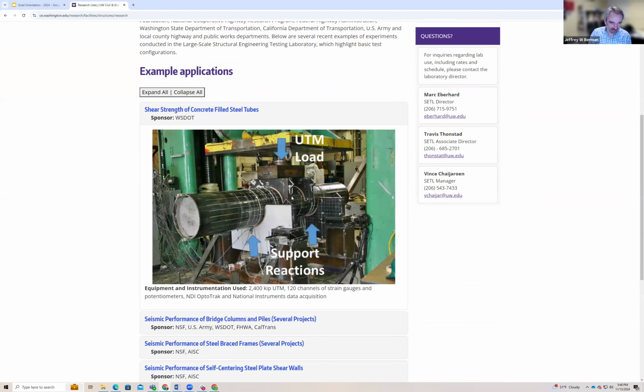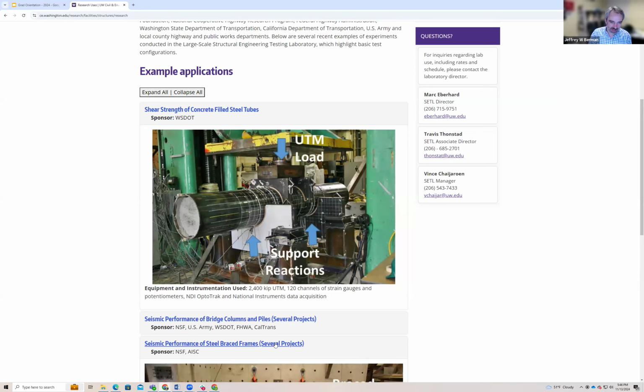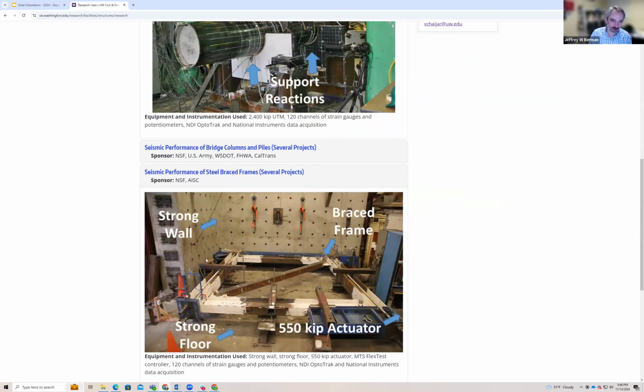Here, this is a shear test on a big concrete-filled steel tube. We also have a strong wall and strong floor and a series of high-capacity actuators where we've tested things like braced frames, as you're seeing here, and other things.